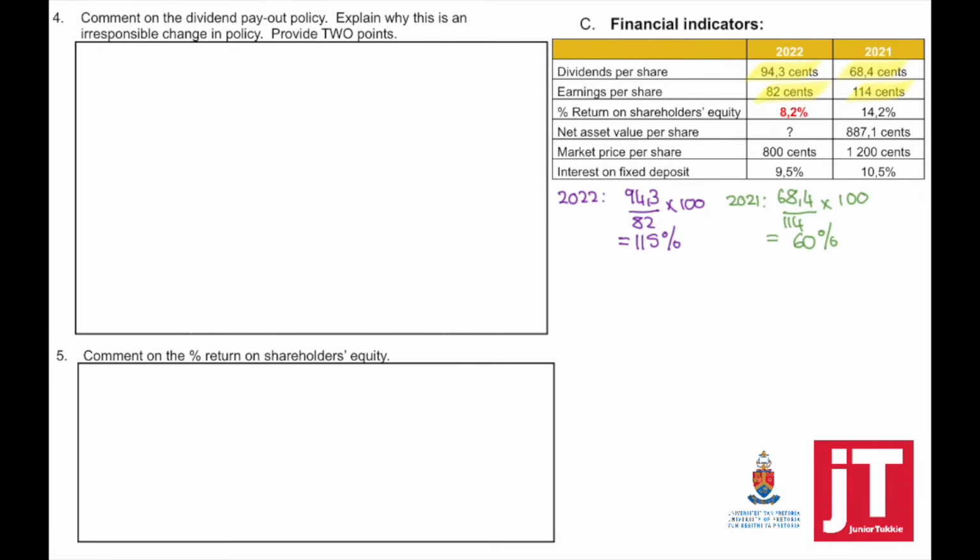So for 2021, we took the dividends per share divided by the earnings per share, and we did exactly the same for 2022. So if I compare the two, I can see that in 2021, 60% of the earnings were paid out in dividends, which means 40% was retained. 100 minus 60 equals 40. But in 2022, it was 115%. We paid out more in dividends than what our earnings was for that financial year. This means that we actually took some of our surplus funds in our retained income.